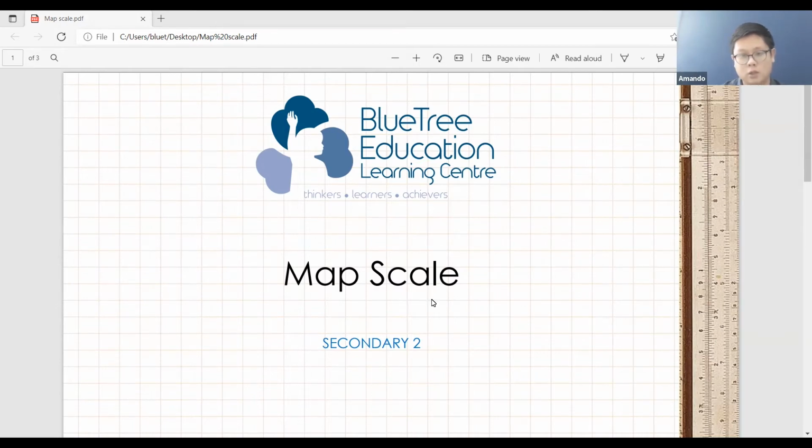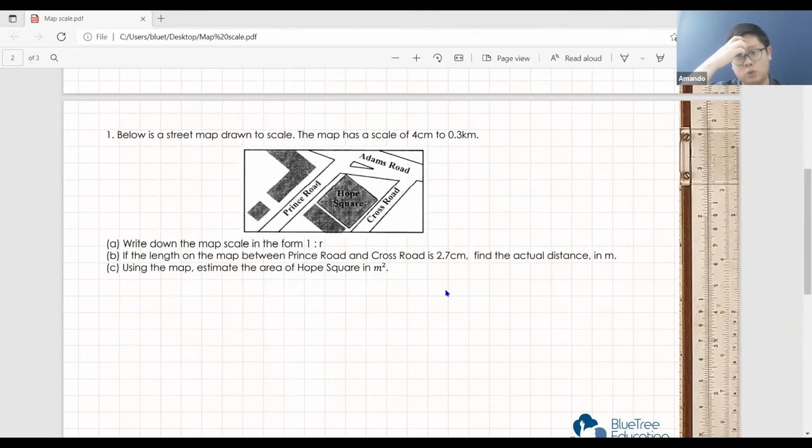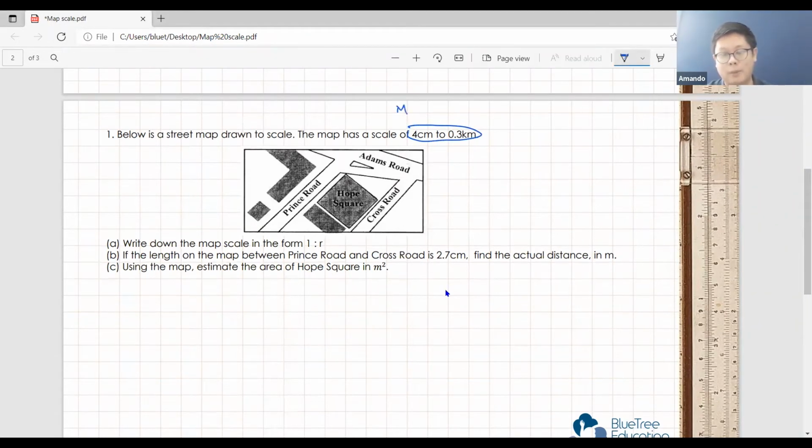Okay, so let's go to the first question here, where they show you an example of a real map, and then they give you a scale that is from 4 cm. The first number that you must be aware of is usually the map number, and on the right side is always the actual. They always put the map number first before the actual distance on the ground. Okay, take note of that.